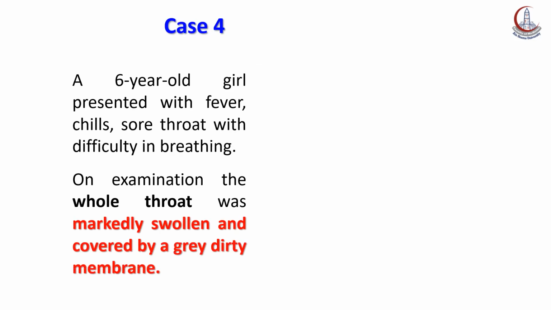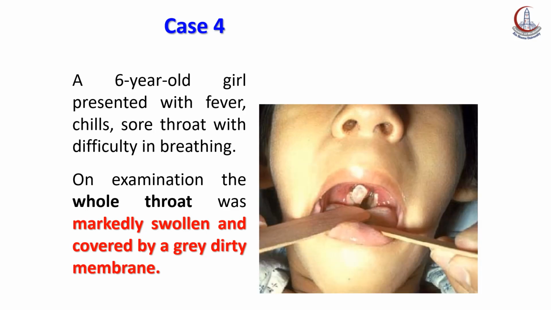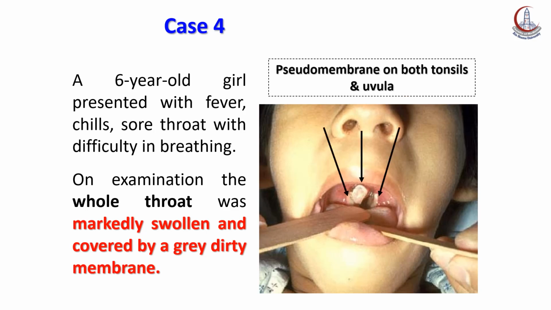Case 4, a 6-year-old girl presented with fever, chills, sore throat, with difficulty in breathing. On examination, the whole throat was markedly swollen and covered by dirty gray membrane. This is the membrane here, involving the uvula and both tonsils. So the diagnosis here is diphtheria. Diphtheria affecting the tonsils and uvula.